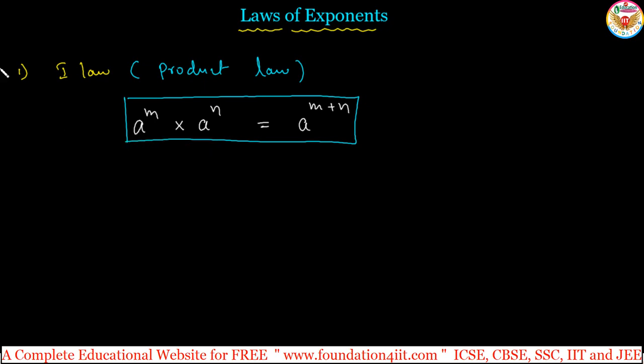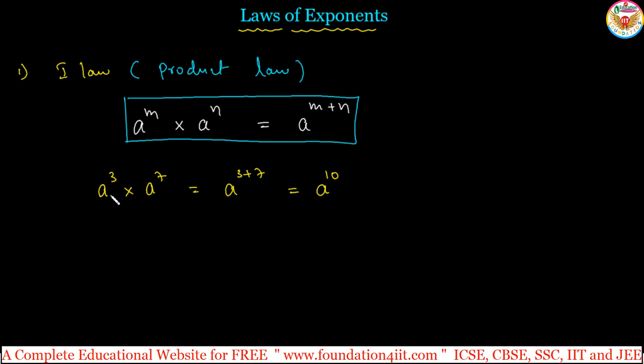For example, let us take a to the power 3 into a to the power 7. The base is the same, right? So a to the power, just add the powers, 3 plus 7. That is a to the power 10. So a power 3 into a power 7 is a power 10. Don't multiply 3 into 7. When the base is the same, we need to add the powers.